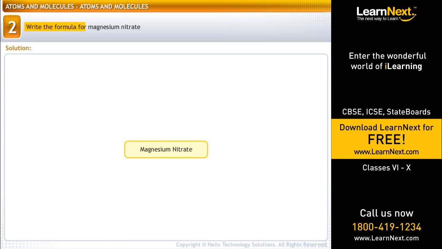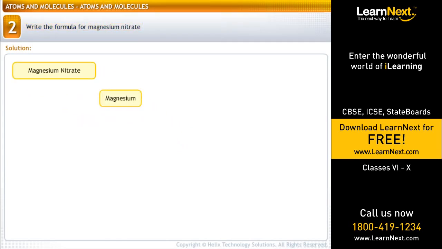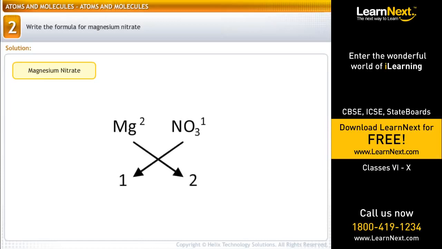Let us write the formula for magnesium nitrate. The elements are magnesium, nitrogen and oxygen with symbols Mg, N and O. The cation is magnesium with a valency of 2 and anion is nitrate with a valency of 1. Cross-multiplying the valencies, we get the formula Mg(NO3)2. The subscript 2 after NO3 is written outside the brackets.